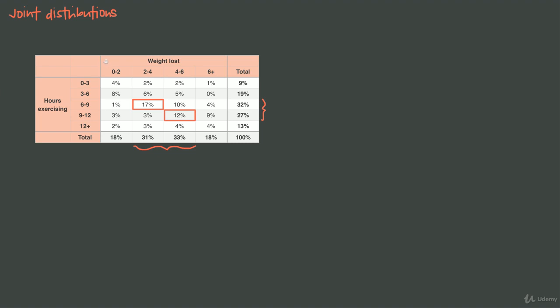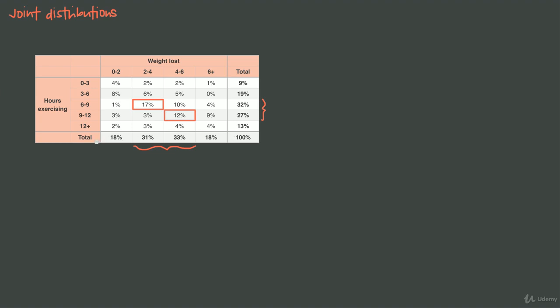We're comparing the distribution of weight lost against the distribution of hours spent exercising. Now, there's a couple other things that we can get from this table, which are marginal and conditional distributions. So a marginal distribution, just think of as either the total row or the total column. So these totals here.